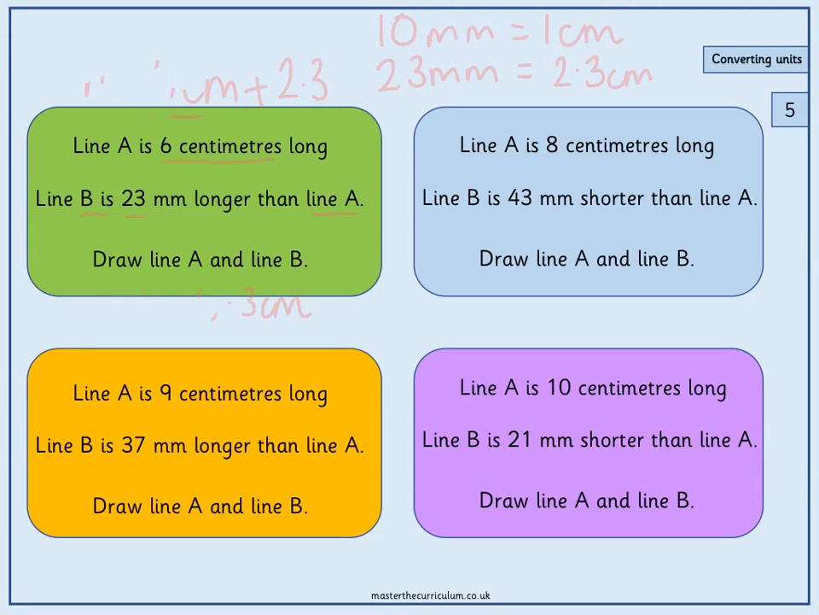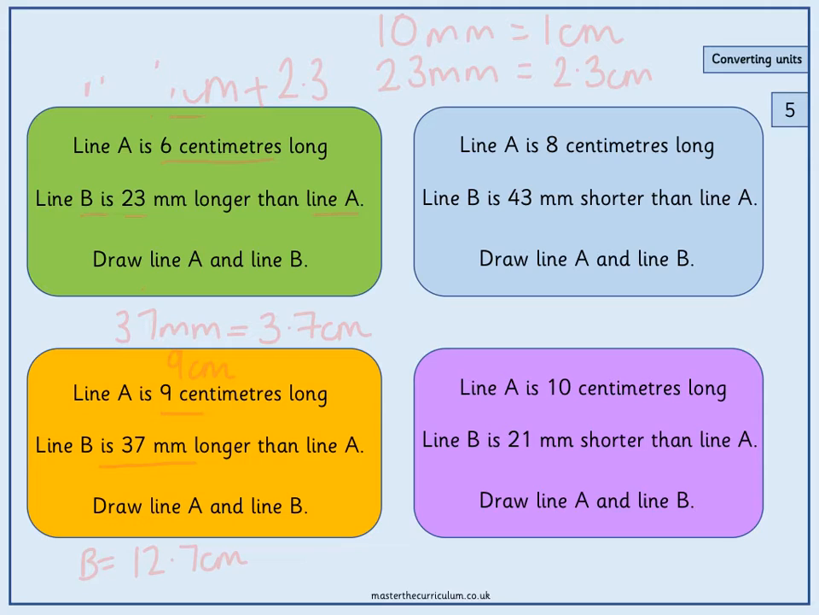If we look at this next one below, B, let's have a look. So line A is 9 centimeters long, line B is 37 millimeters longer. So A is 9 cm, B is 37 millimeters. Again, I know that there are 10 millimeters in a centimeter, so I'm going to divide that by 10 to work out how many centimeters that is, and it's 3.7. So B would be 9 plus 3.7, which would be 12.7 centimeters.